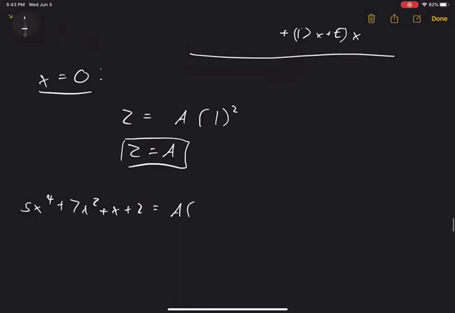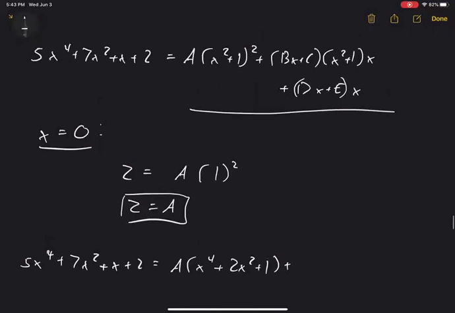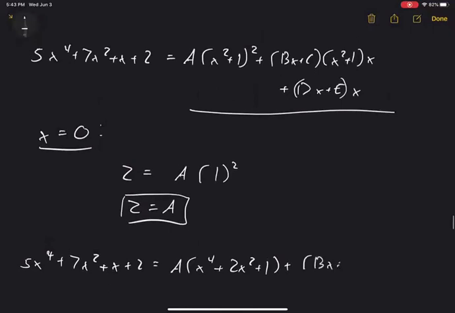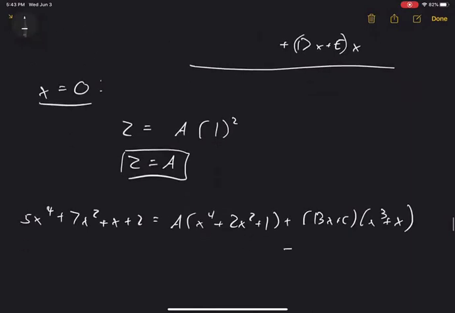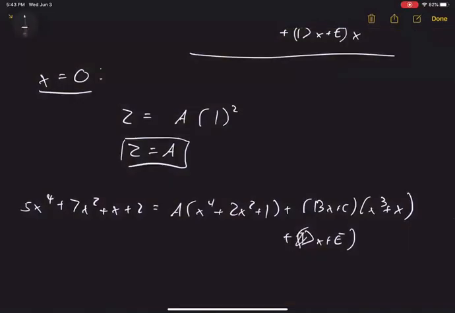On the right side, let's go ahead and multiply everything out. I have A times (x squared plus 1) squared, doing this in steps. Then I would have (Bx plus C) times (x cubed plus x). Then Dx plus E times x, which I could just write as Dx squared plus Ex.